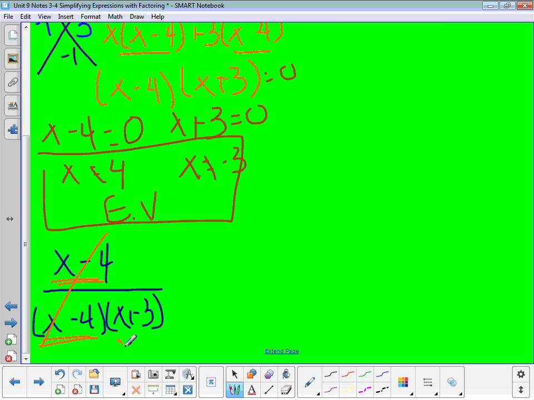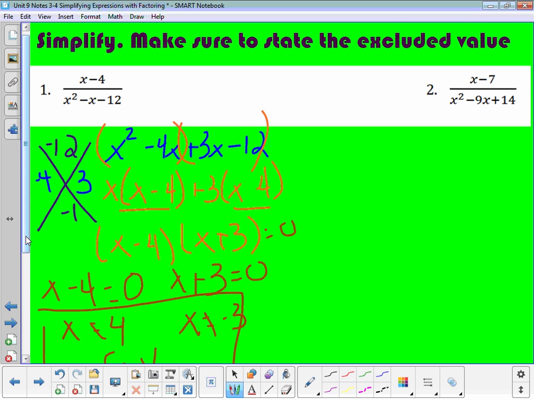Now, this x plus 3 is not going to cancel out, and notice that x plus 3 is on the bottom. And x minus 4 cancels out on top. So then we're left with 1 over x plus 3. Remember, your excluded value always comes from the beginning.